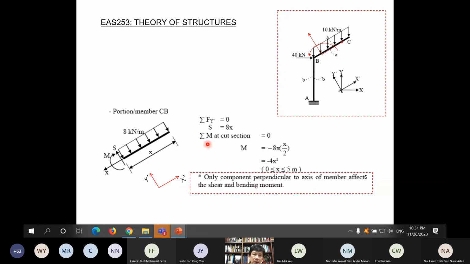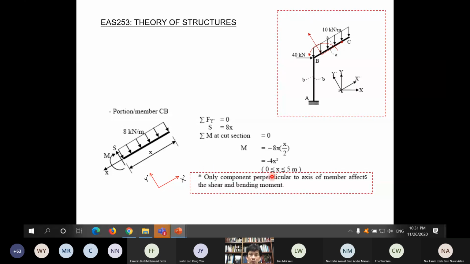Moment at the cut section, so this is easy. So moment here is plus this 8 kilonewton per meter, multiplied with X, multiplied with X over 2, giving X square. So that gives us the moment. So moment becomes negative 4X square. And this is for this member. So X is from 0 to 5 because the length of the member is 0 to 5.